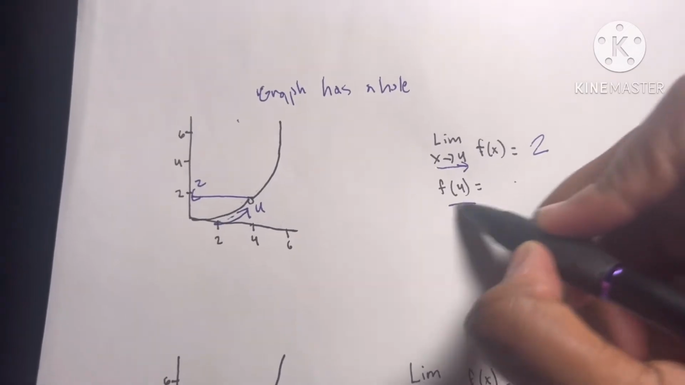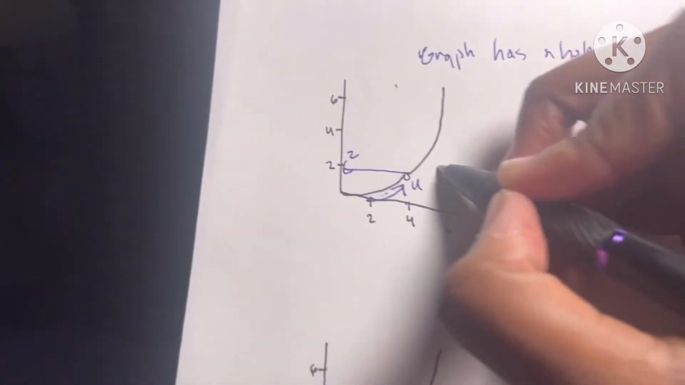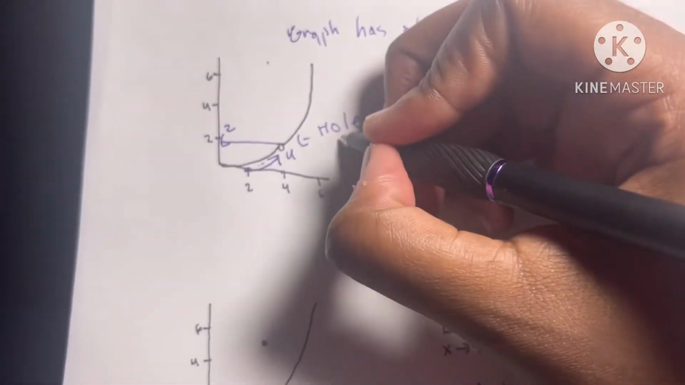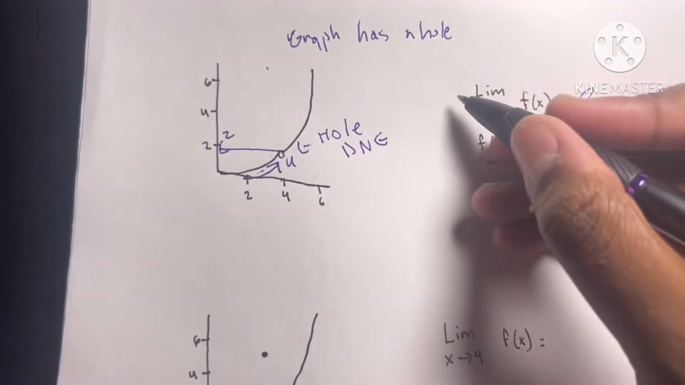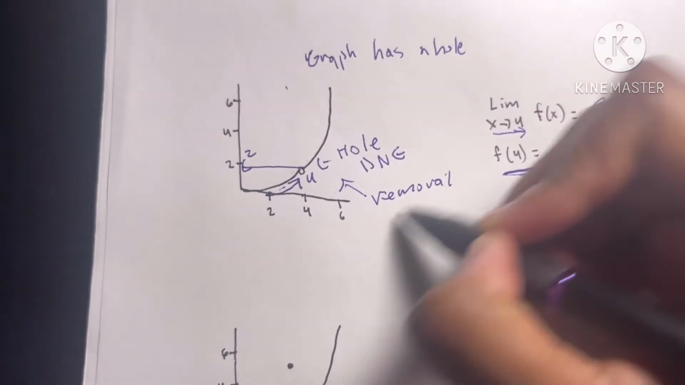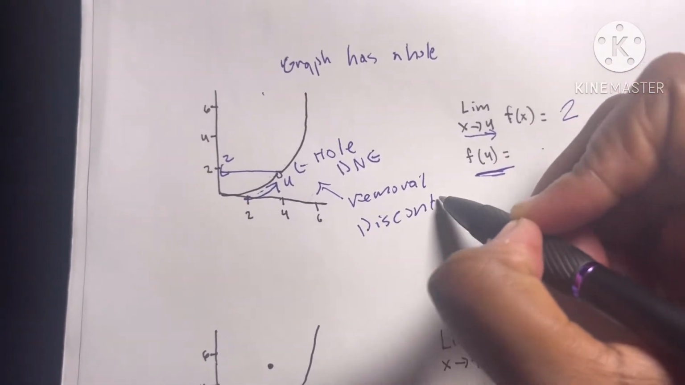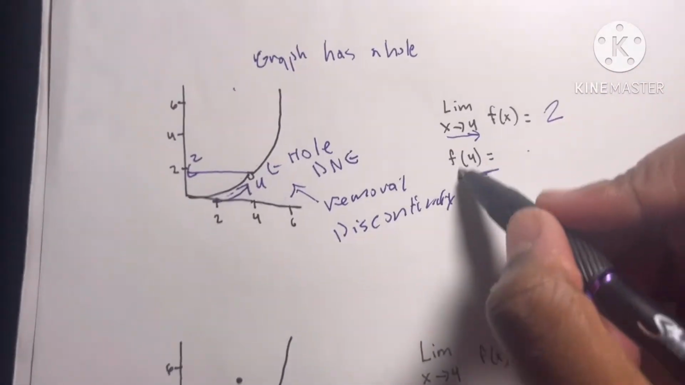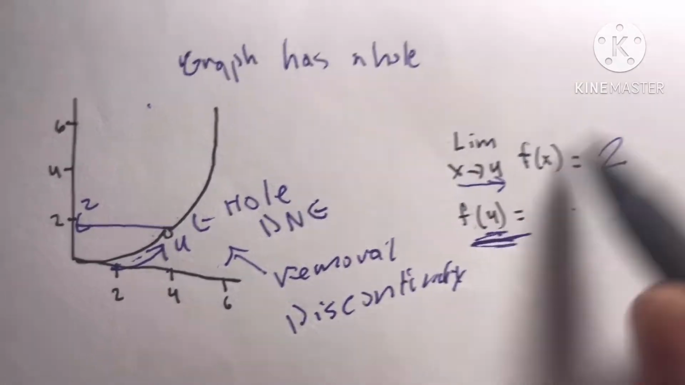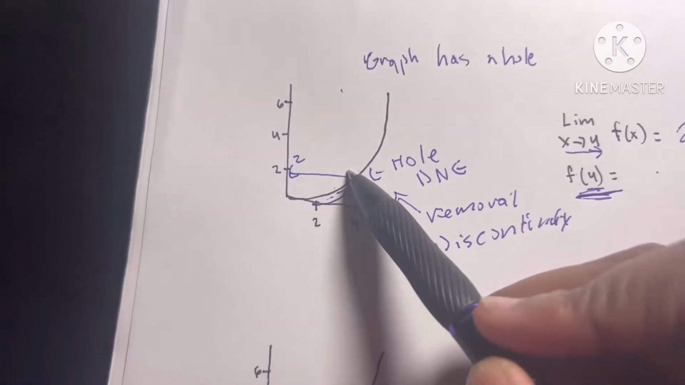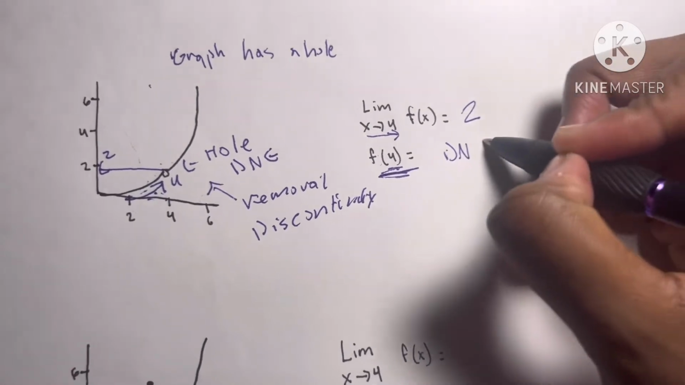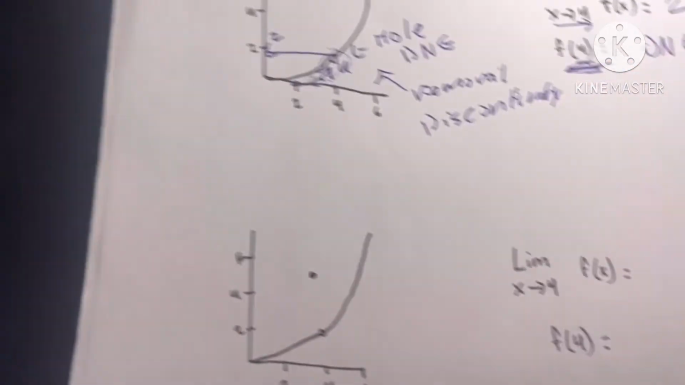Now f of 4, we're getting to the actual point. Since this is a hole, it will be does not exist, since it's a removable discontinuity. When it's asking for the actual f of 4 without the limit part, it's actually defining what the point is on your graph. So it would just be does not exist because it's a hole.